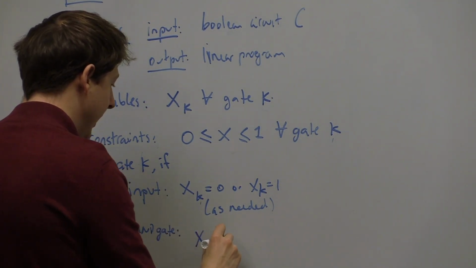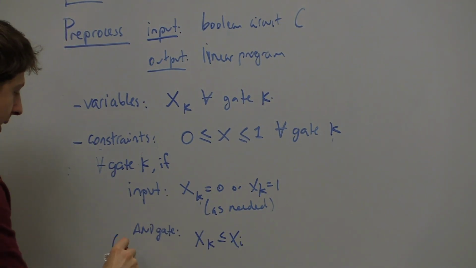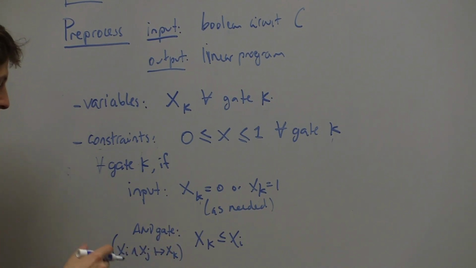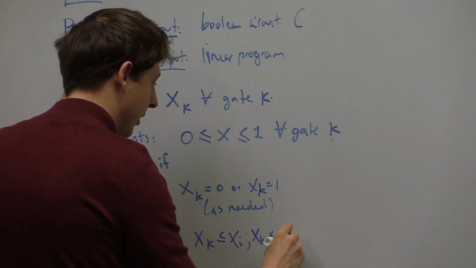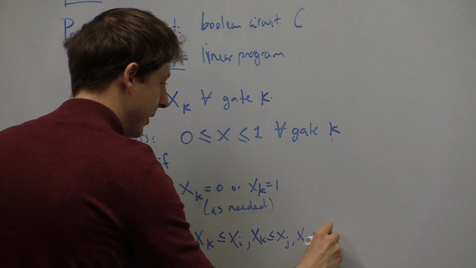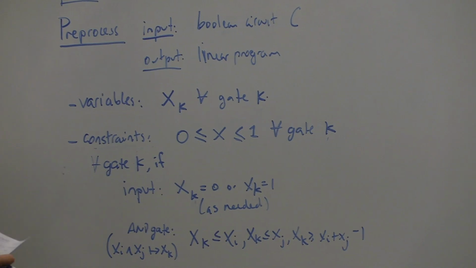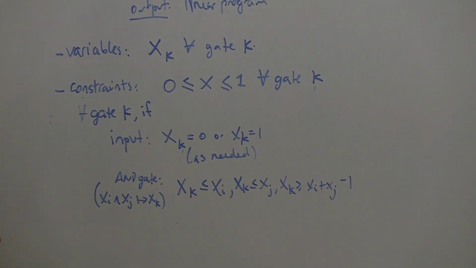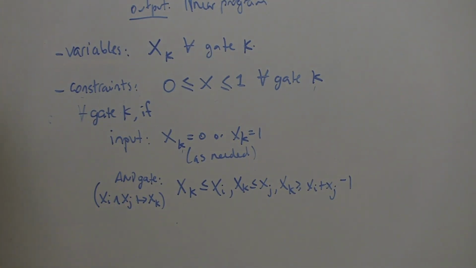We're going to write xk is at most xi. And here, in the AND gate, I mean that we're looking at xi and xj going to xk. Whenever that's the case, we write the constraints: xk is at most xi, xk is at most xj, and xk is at least xi plus xj minus 1. So let's check that these linear inequalities are actually computing the AND gate.